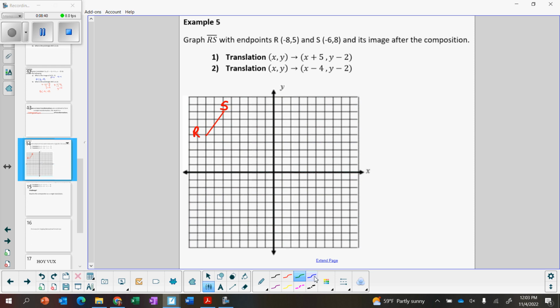So the first thing we would do is perform the translation of x plus 5 and y minus 2. So that means R prime, negative 8 plus 5 is negative 3, 5 minus 2 is 3, and S prime, negative 6 plus 5 is negative 1, 8 minus 2 is 6. So that puts us at (-3, 3) and (-1, 6).